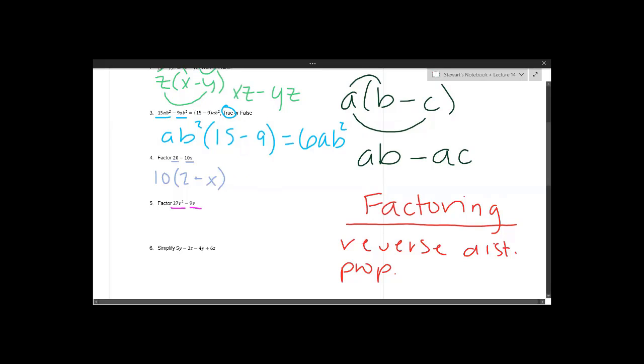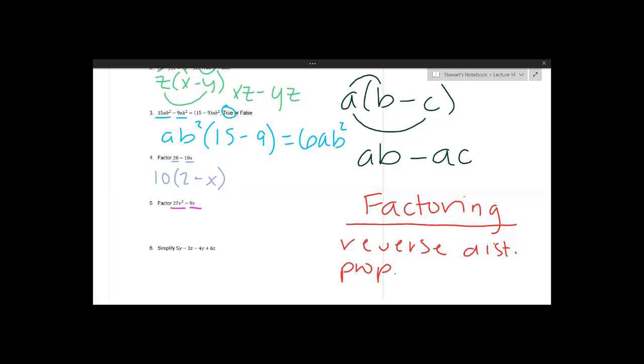We have to think about what both of those have in common. We know that they both have a v, except the 27 has a v squared attached to it, but it still has a v, because v squared is just v times v. And then we know that 27 is divisible by 9. So both of these have a 9 that can come out.